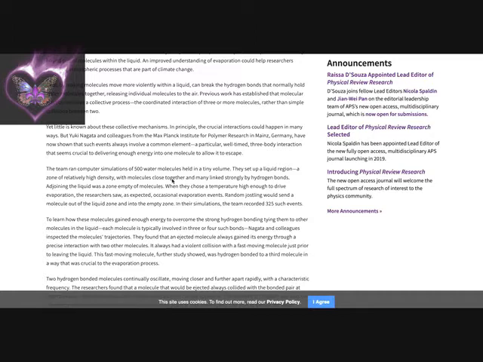They found that an ejected molecule always gained its energy through a precise interaction with 2 other molecules. It always had a violent collision with a fast-moving molecule just prior to leaving the liquid. The fast-moving molecule, further studied, was shown to be hydrogen bonded to a third molecule in a way that was crucial to the evaporation process. 2 hydrogen-bonded molecules continually oscillate, moving closer and further apart rapidly with a characteristic frequency.